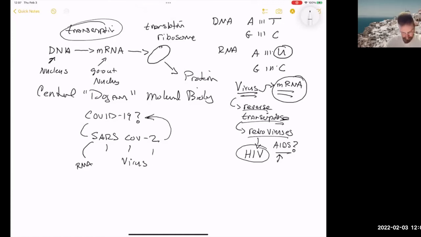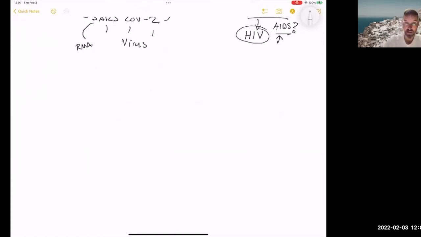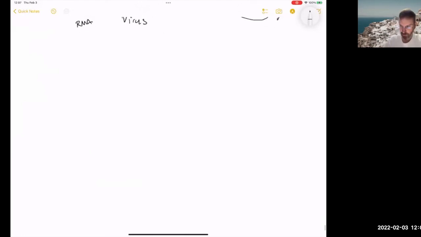Now there are also other viruses that are DNA viruses, and if it's a DNA virus, then the DNA can just go right into the nucleus. All right. So hopefully that makes sense there. So that is the introduction to the nucleic acids, and then finally we have the proteins.